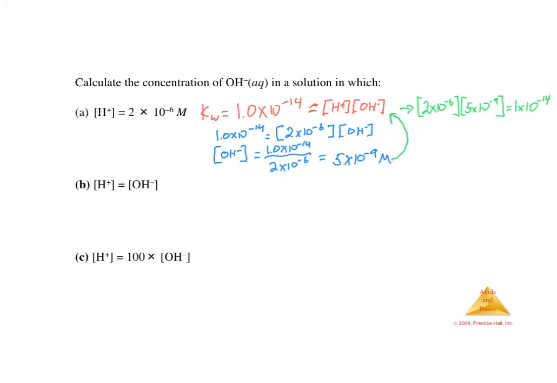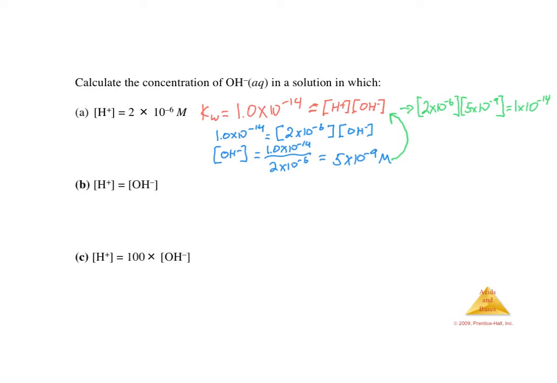So for our first problem, we work it just the way we did on the other two. Kw is equal to 1 times 10 to the minus 14, is equal to proton concentration times hydroxide concentration. So we have 1 times 10 to the minus 14 is equal to 2 times 10 to the minus 6 times the hydroxide concentration. We rearrange to solve for the hydroxide concentration, and we get 5 times 10 to the minus 9 molar hydroxide concentration. We can take that, plug it back in to double check. 2 times 10 to the minus 6 times 5 times 10 to the minus 9 equals 1 times 10 to the minus 14.